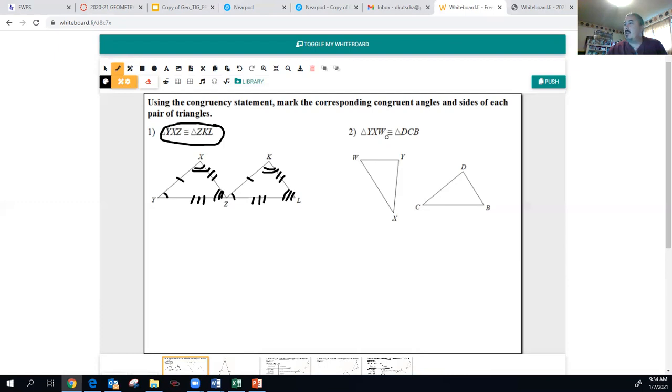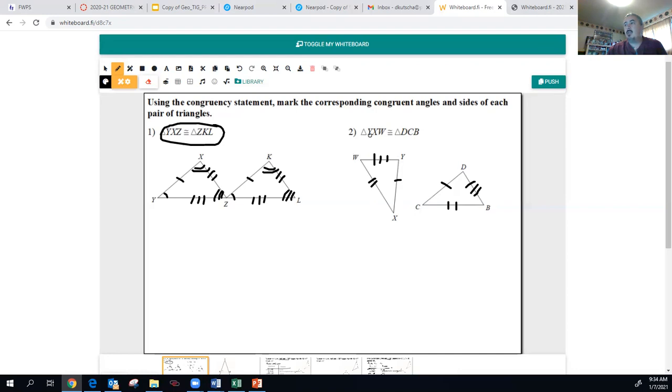And how we do the next one is YX corresponds with DC. XW corresponds with CB. YW. Ooh, I did it wrong. Sorry, guys. YW corresponds with DB.